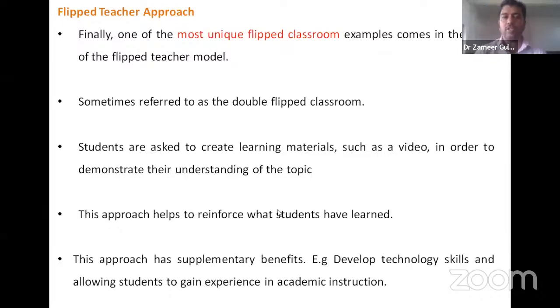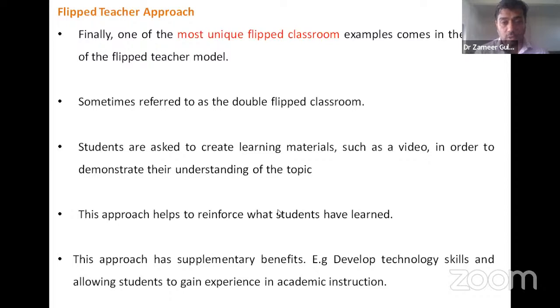Here, why is it called flipped teacher? We are flipping the teacher. Earlier, the teacher would create the content. The teacher is responsible for creating or searching for the learning material and giving it to the students. But here we ask the students to do those things. We will ask students to go and prepare the learning material. We will train the students how to create videos.